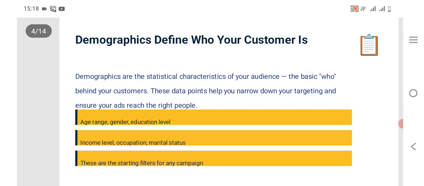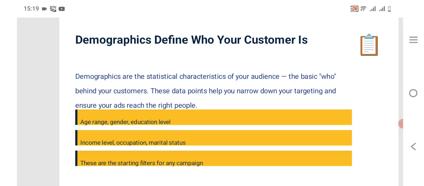Next is demographics. Define who your customers are. Demographics are the statistical characteristics of your audience, the basic who behind your customer. These data points help you narrow down your targeting and ensure your ads reach the right people. When you are running ads, when you get to audience, after location in Facebook ads, you will see these demographics there. You will see demographics, you will see behaviors, you will see interests.